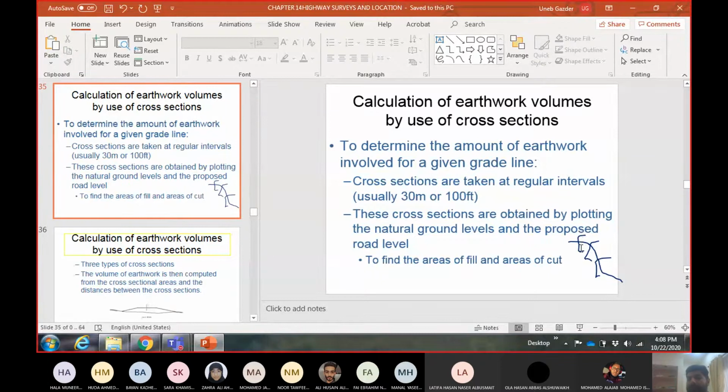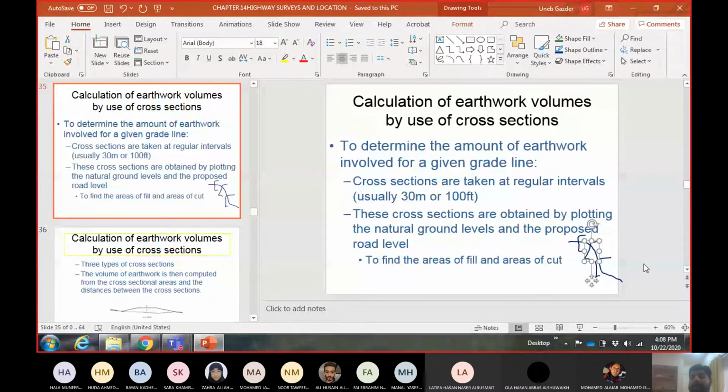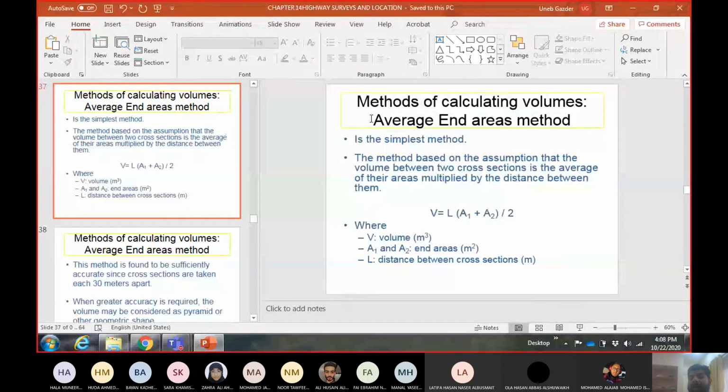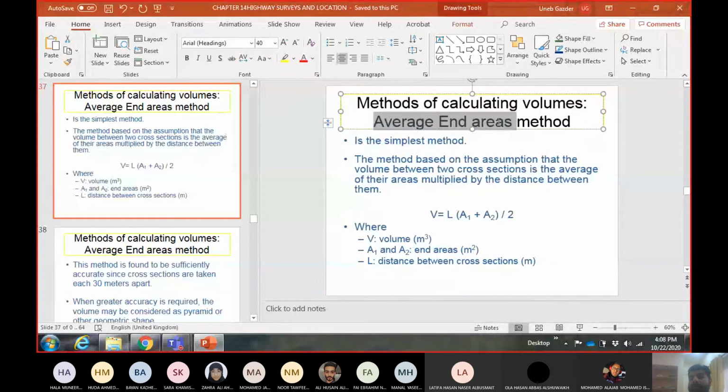Let's say I am taking the cross sections every 30 meters. So at the start of 30 meters, I have this cross section, and at the end of 30 meters, I have another cross section, and I have two quantities. So within a length of 30 meters, I have two quantities of area. Which one should I multiply with 30 meters, the first one or the second one? The answer is we will apply a method known as the average end area method to convert the area of earthwork into the volume of earthwork.